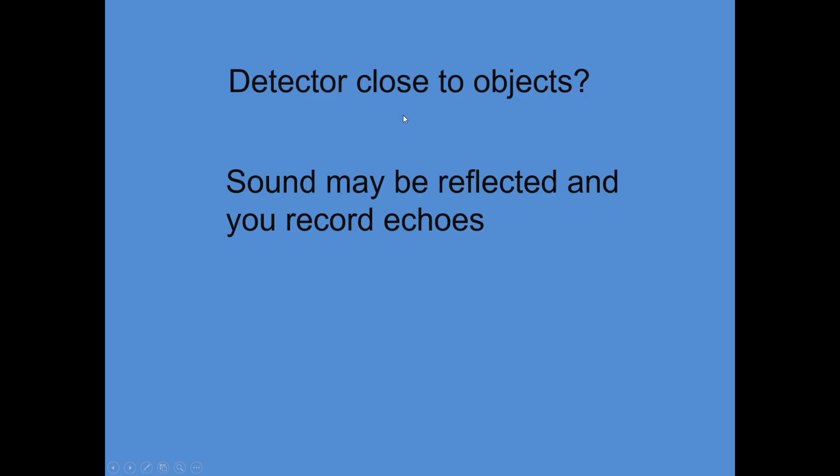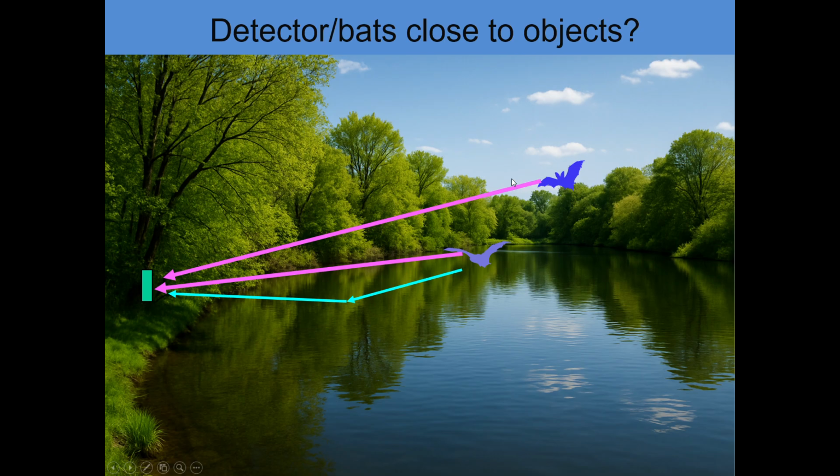Is the detector close to objects? Are the bats close to objects? Many of the sounds you recorded may be reflected and you'll record echoes. If we have bats over a pond or a stream, if they're high enough, you're going to get a nice solid call. If they're closer to the water surface, which is reflected like a solid surface, you'll record the main call, and then you're going to record the echo where the sound bounces off the water.